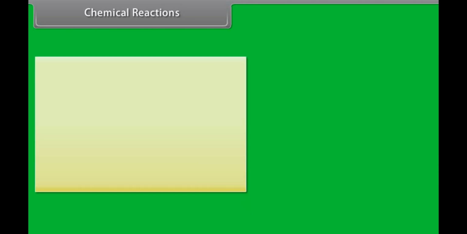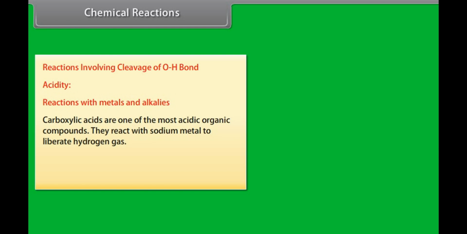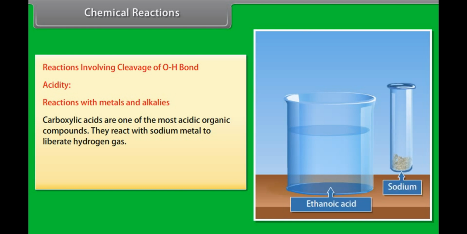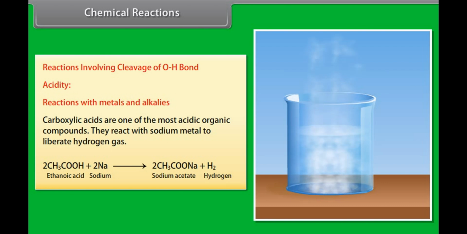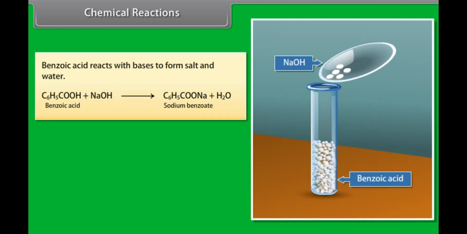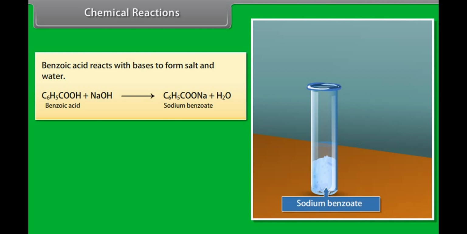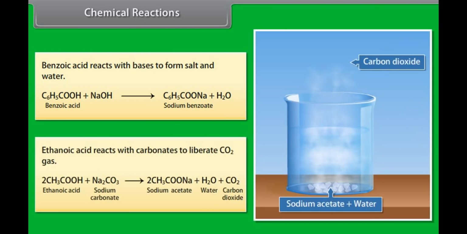Chemical reactions. Reactions involving cleavage of the O-H bond. Acidity. Reactions with metals and alkalis. Carboxylic acids are among the most acidic organic compounds. They react with sodium metal to liberate hydrogen gas. Sodium metal reacts with ethanoic acid and gives sodium acetate and liberates hydrogen gas. Benzoic acid reacts with bases to form salt and water. Ethanoic acid reacts with carbonates to liberate carbon dioxide gas.